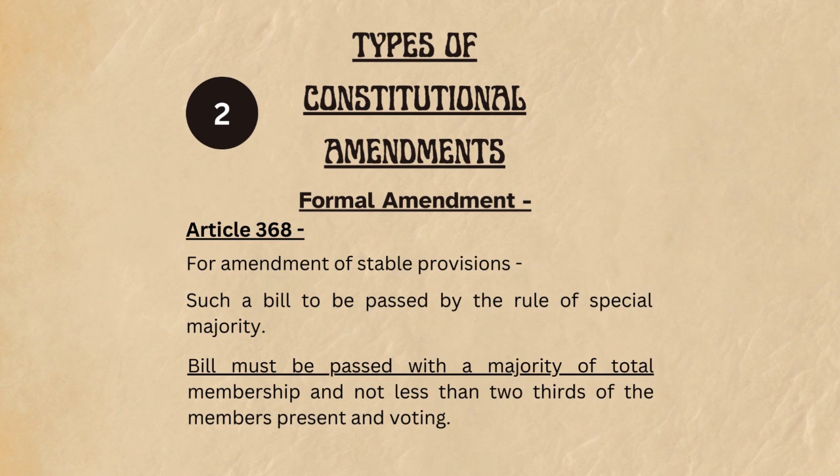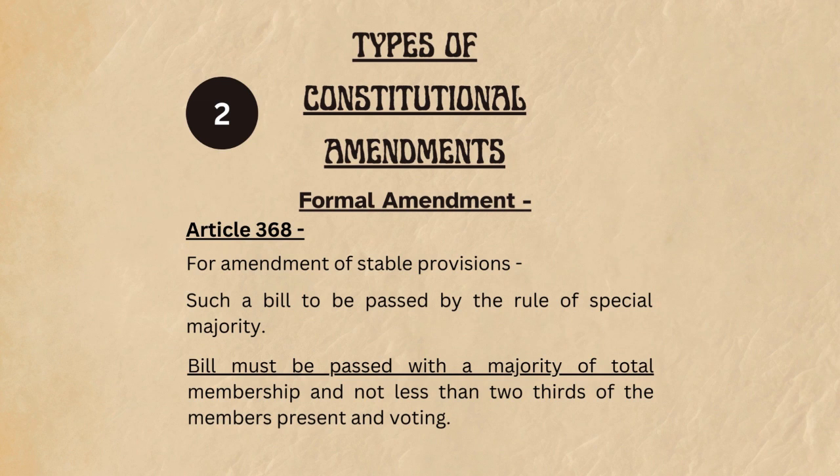Now, there are certain provisions of the Constitution which are neither temporary nor are they entrenched provisions. So, how do we go about amending such provisions? The procedure for amending such provisions which are neither temporary nor entrenched is described in Article 368. Such provisions may be amended by passing a bill with a majority of the total membership and not less than 2/3 of the members present and voting. This is known as the rule of special majority.